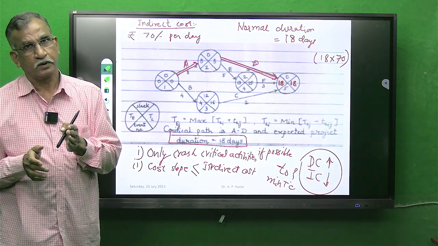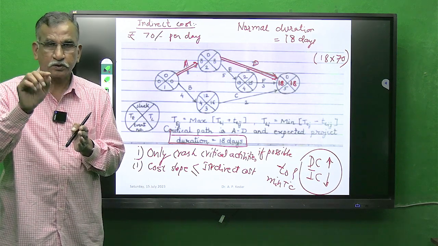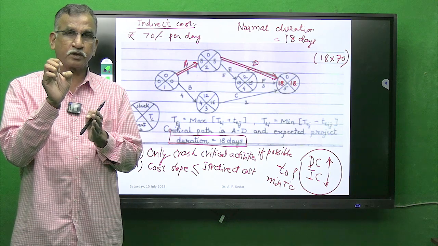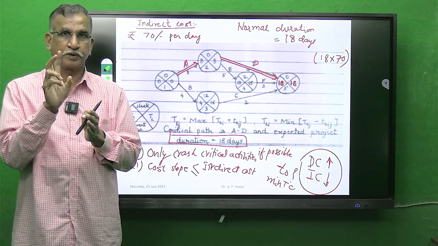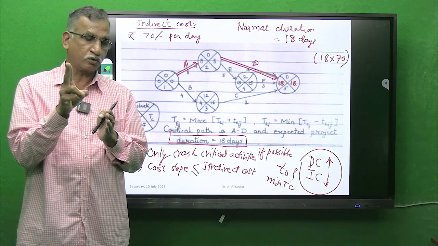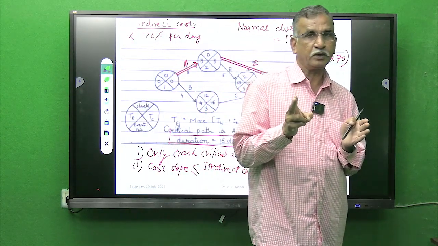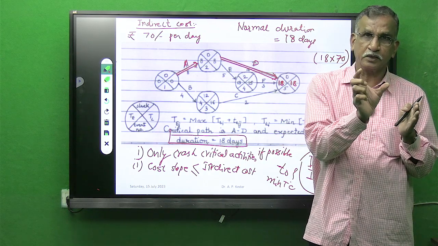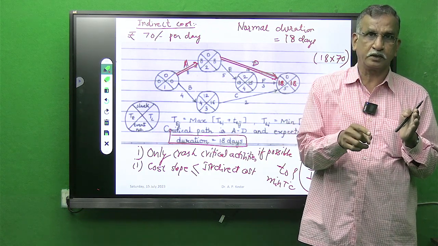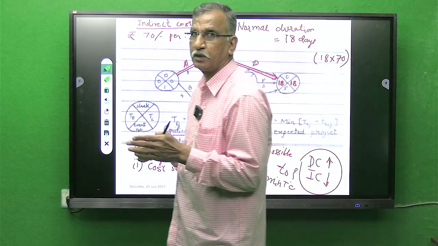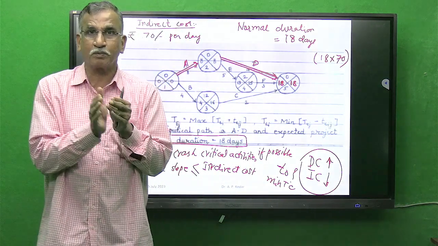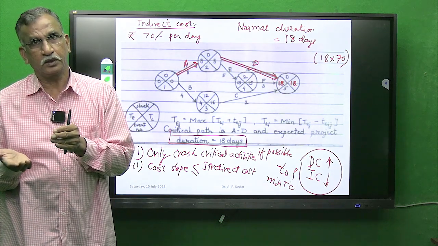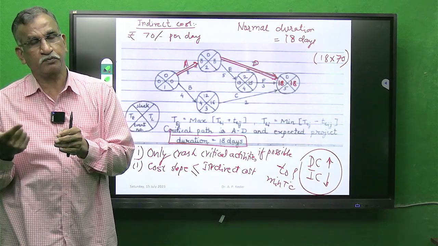Suppose indirect cost is 70 and cost slope is 50. What is the net saving? 70 minus 50, 20. Suppose it is 60, the difference is 10. Suppose both are 70, indirect cost is 70 and cost slope is 70. As such, there is no saving in cost, but the time duration is reducing. But if you are increasing the cost, then you have to expend from your pocket.